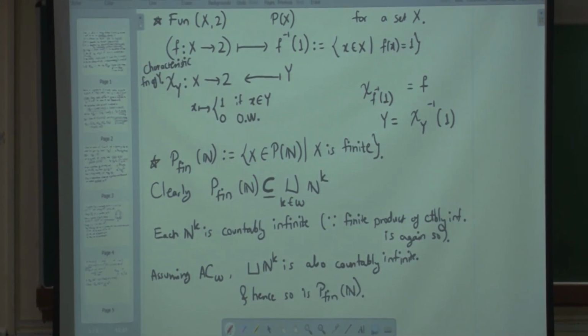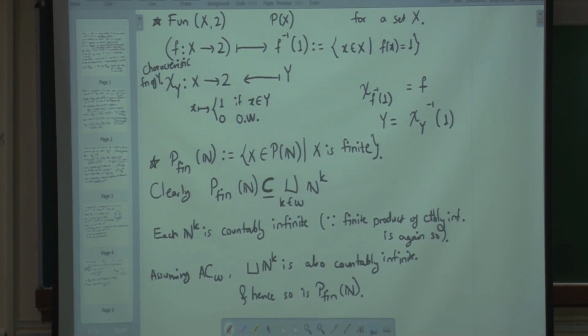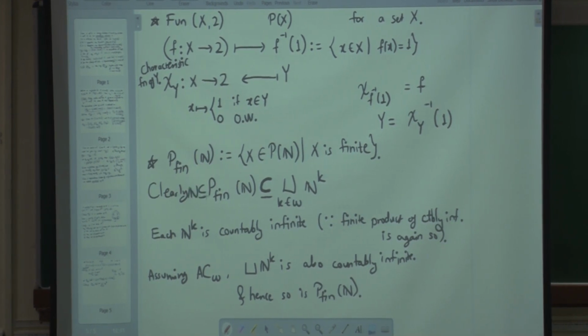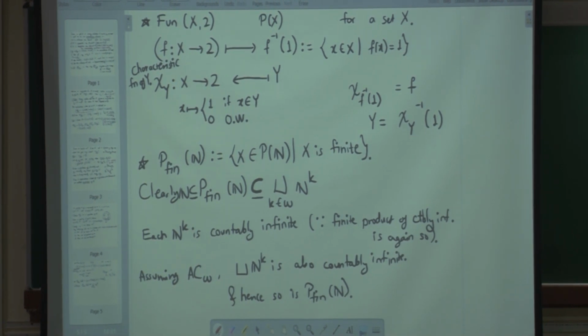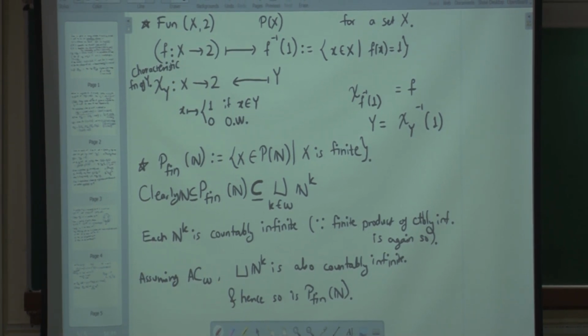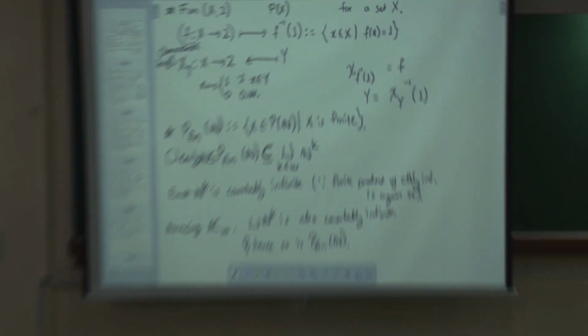But I know by singletons that natural numbers are contained inside the finitary power set. So therefore, by Cantor-Schroeder-Bernstein, everything will work. Yeah, because we have shown that this side is countably infinite, and this is at least countably infinite, therefore it has to be countably infinite. CSB theorem.